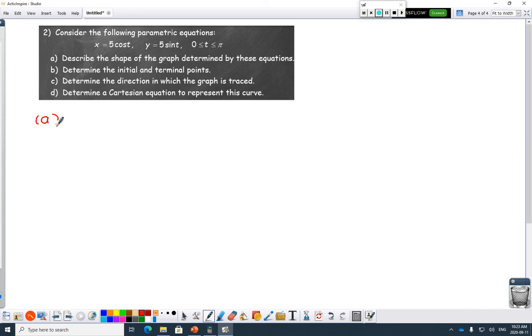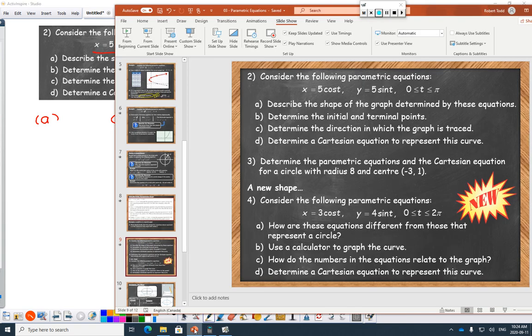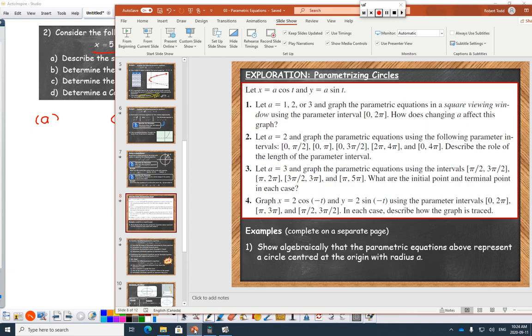What will this be? If I graphed 5 cos t, 5 sine t, what shape will I get? There's 2 parts to the answer. What shape is it going to be? It's a circle. I'm going to write over here: circle, radius 5. That's almost the whole answer. There's another part to the answer, though. Oh, good. 5 cos t, 5 sine t. That's the investigation we did here. When we have something cos t, something sine t as the two parameters, it's a circle.